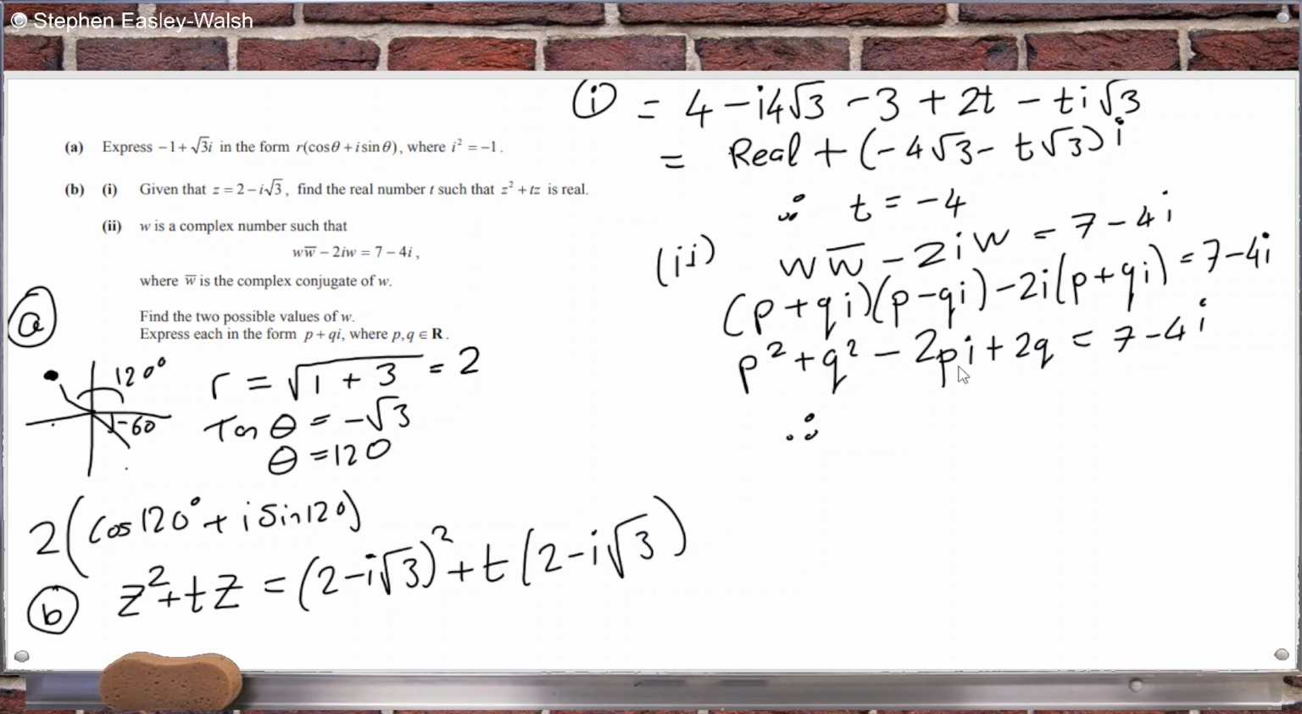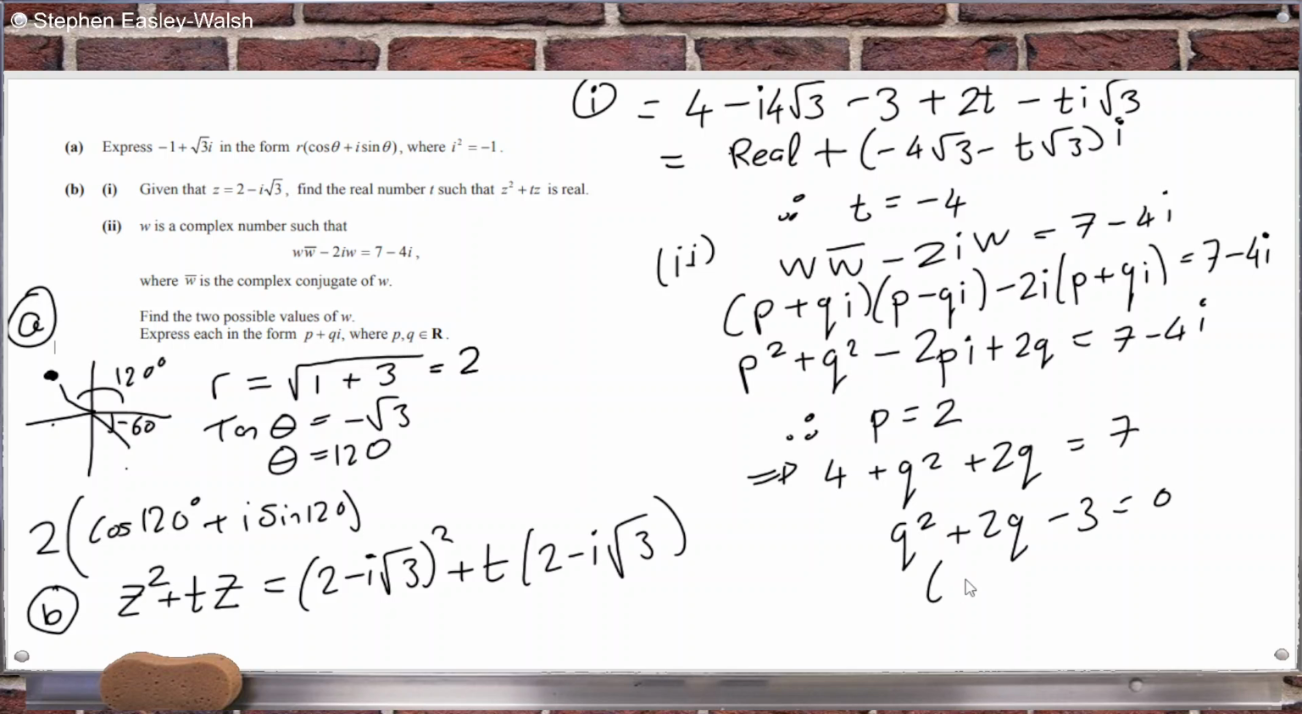So therefore you can see the p probably most easily. The p has to be 2, because minus 2 times 2 is minus 4i, and that's the only way you can get the minus 4i here. And what that would mean then is p squared, which is 4, plus q squared, which we don't know, plus 2q, which we don't know, has to equal 7. So that's q squared plus 2q minus 3 has to equal 0. So I can factorize that as q plus 3, q minus 1 equals 0.